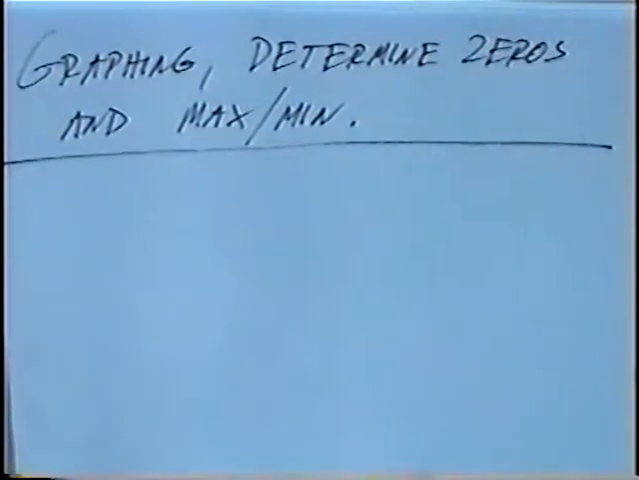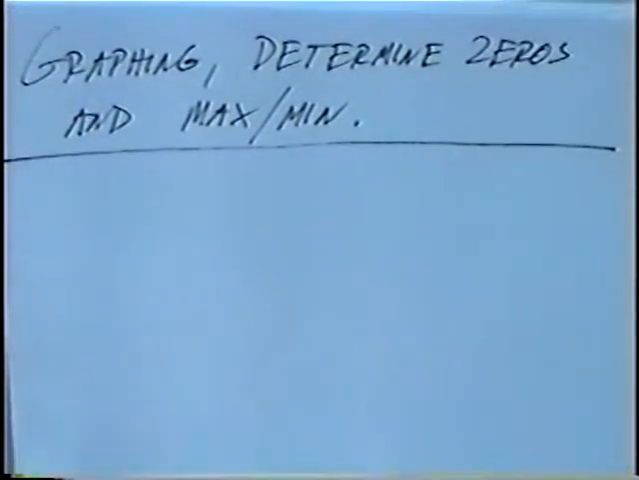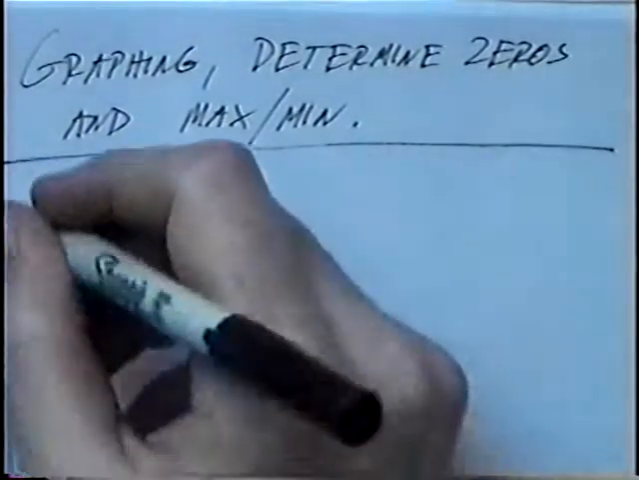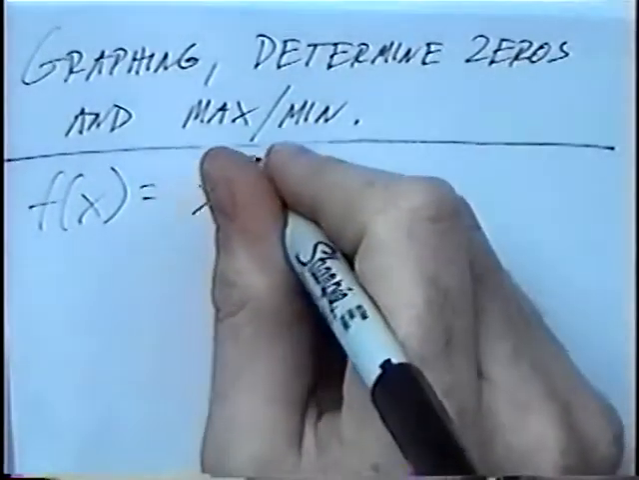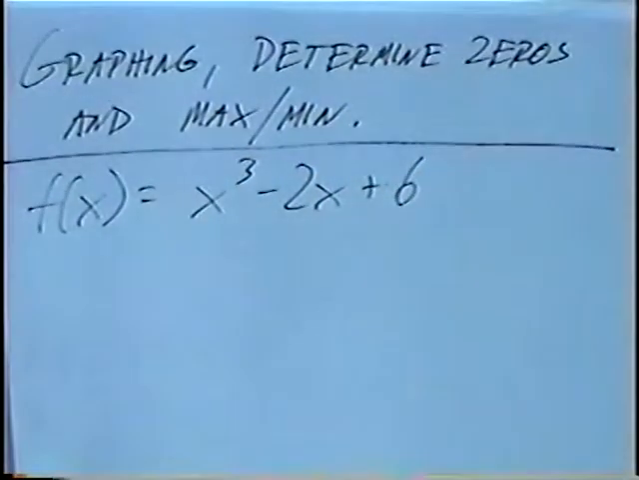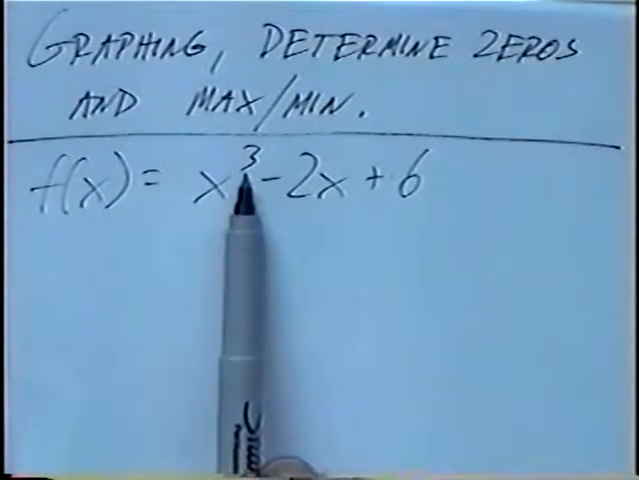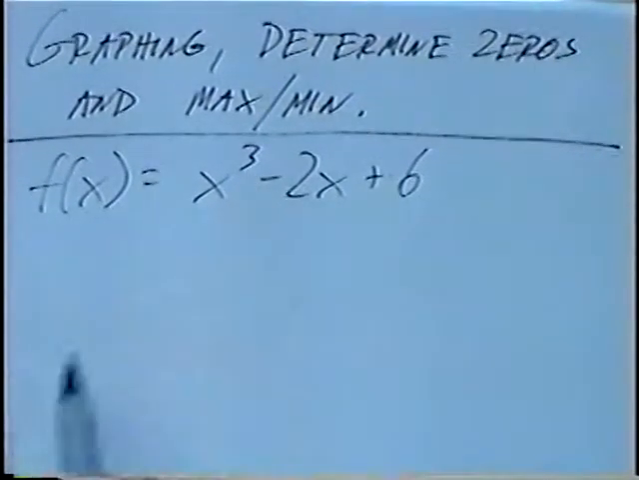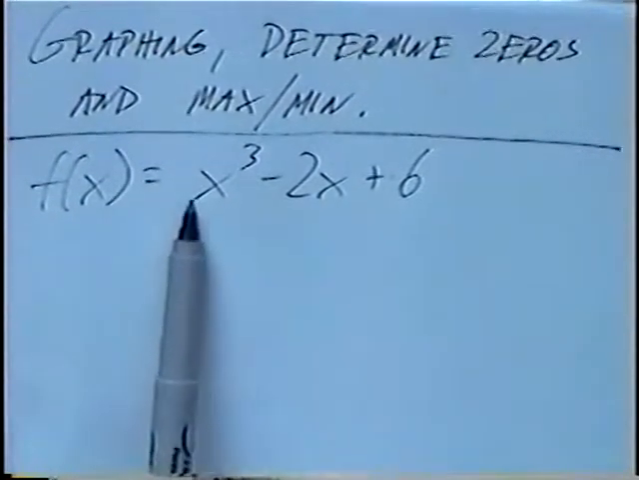In this section we'll graph polynomials, we'll determine the zeros, and we'll find either the max and/or the mins. First function we'll look at, f of x equals x cubed minus 2x plus 6. Looking at this function, we can decide the shape of the graph based on the previous section. This is an odd graph. X cubed would be an odd graph, and the coefficient in front is positive, so we'll have odd and positive.